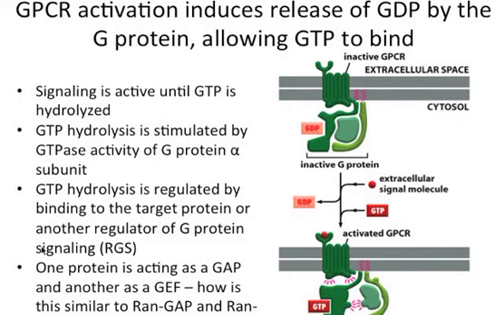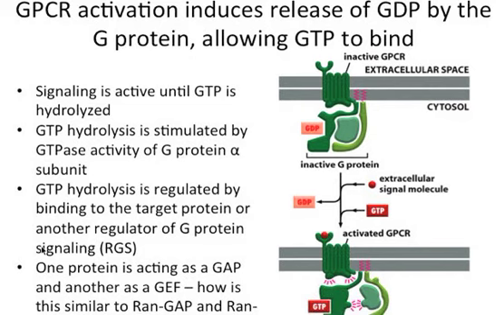Okay, let's go through the picture. So you've got your inactive GPCR and your inactive G protein, and a signaling molecule is going to combine, and that's going to result in activation of your GPCR. So you'll get exchange of GDP for GTP. Would that be a GAP or a GEF? GEF, right? Exchange. So your GEF would basically be binding of your receptor by your signaling molecule. And then GTP hydrolysis is regulated by binding to the target protein or another regulator of G protein signaling. Hydrolysis is stimulated by a GAP, right?